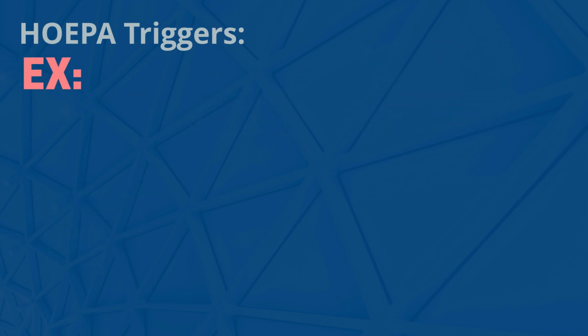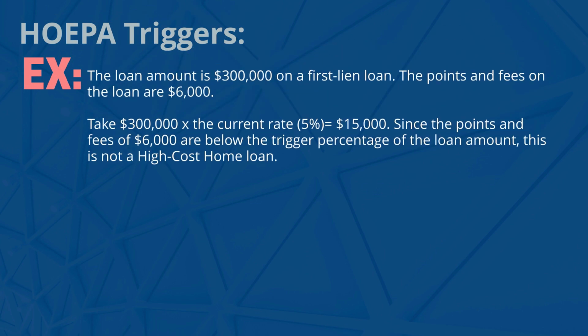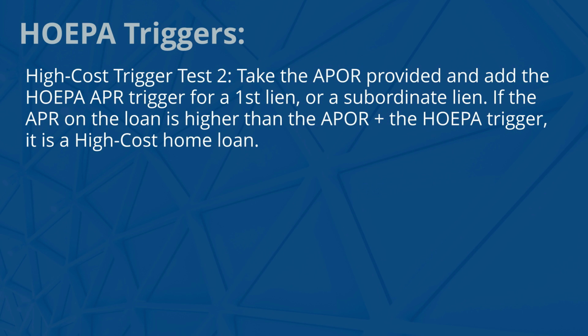Let's do an example. The loan amount is $300,000 on a first lien loan. The points and fees on the loan are $6,000. Take $300,000 times the current rate, which is equal to the number shown. Since the points and fees of $6,000 are below the trigger percentage of the loan amount, this is not a high-cost home loan.